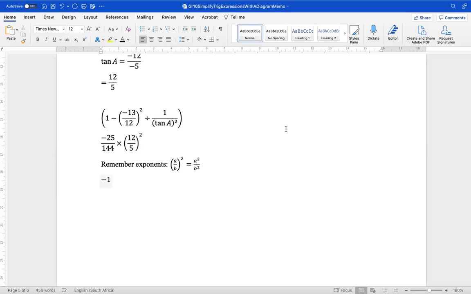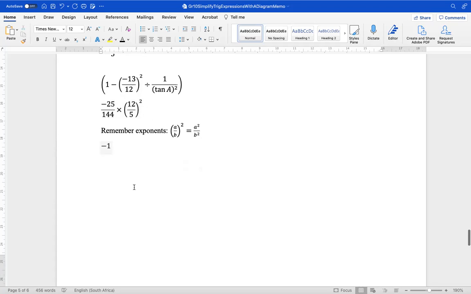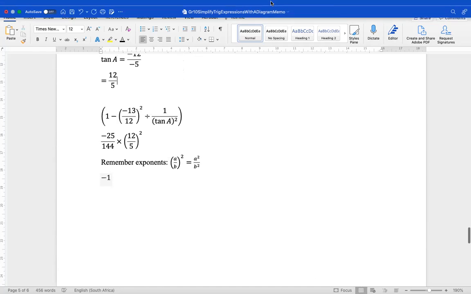I don't think I was sharing the screen. Let me just start again. So divided by 1 over tan A squared, you're tipping and times tan A squared. Tan A is 12 over 5, but you need to square it. Let's remember the laws of exponents. You're squaring the numerator and the denominator. This is the power rule, so it's a squared all over b squared. So that's 144 and 25. These two cancel, those cancel, and then your answer is negative 1. Thank you.